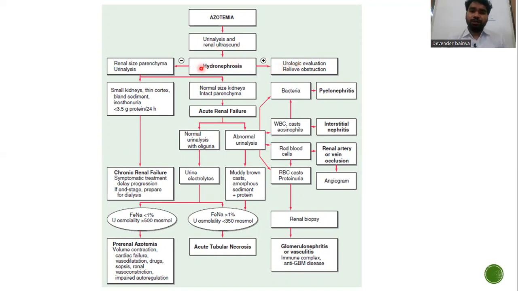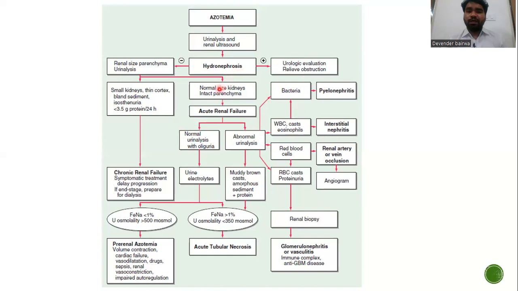Suppose you have done a USG but the renal size is normal and the urinalysis and microscopy are also normal. Then if kidneys are small, with a thin cortex, no sediments, isosthenuria and some proteinuria, you are probably dealing with a case of chronic kidney disease. If this is the case, there is no point in finding out the etiology, and you have to manage it as a case of chronic renal failure.